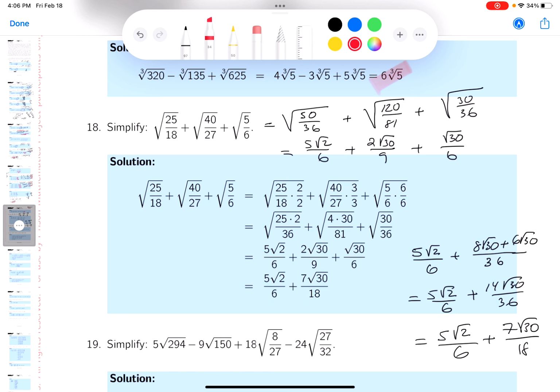All right, let's get a red pen out. See how we did? I'm seeing the 5 root 2 over 6, and I'm seeing the 7 root 30 over 18. So things are working out as advertised. Thank you.